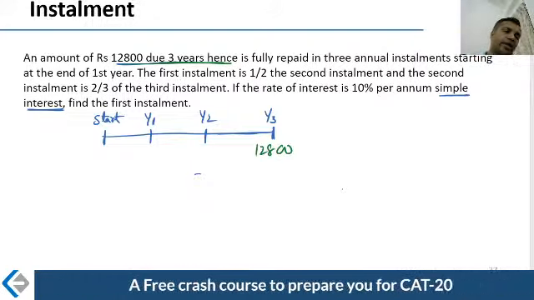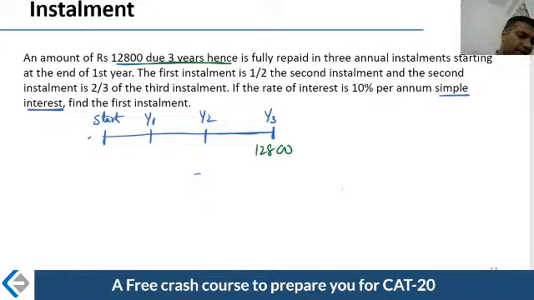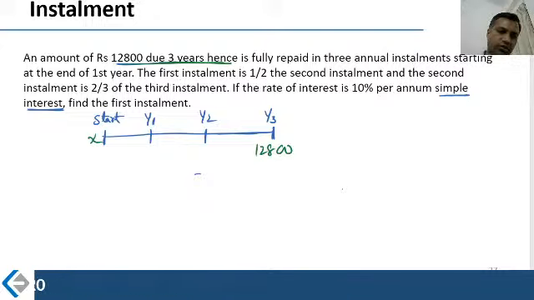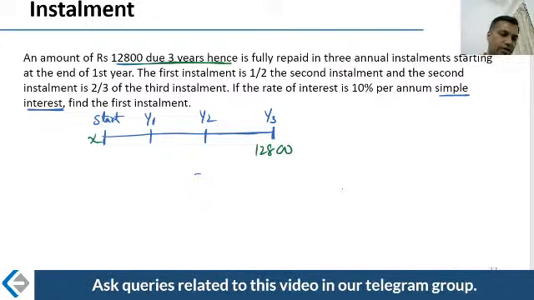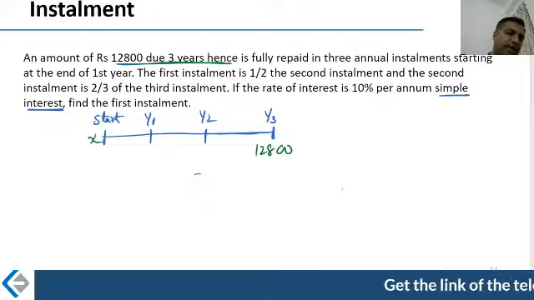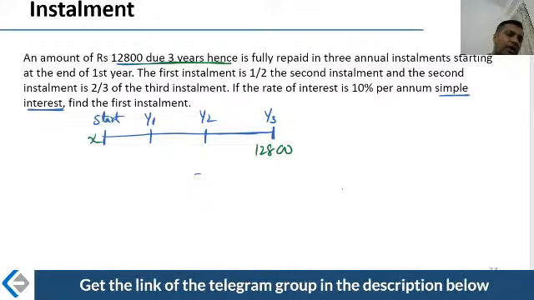So if you want to pay, you brought some money here called X. If you want to pay this money at the end of 3 years, give me all 12,800 rupees at the end of 3 years. But you decided, no, I don't want to pay 12,800 at the end of 3 years. Rather, I will pay at the end of first year something, at the end of second year something, at the end of third year something. And that's what he went on to say.